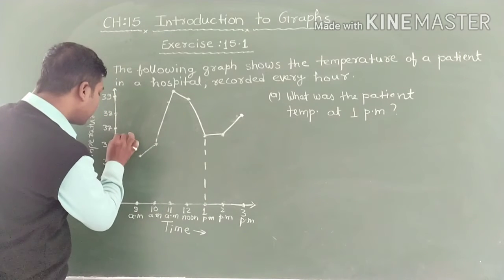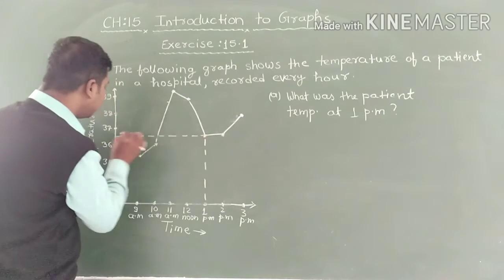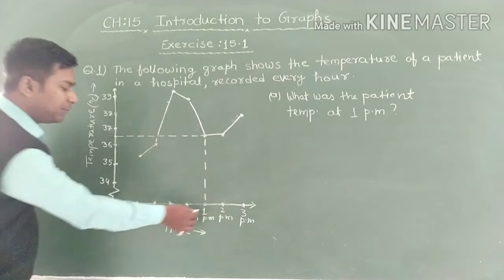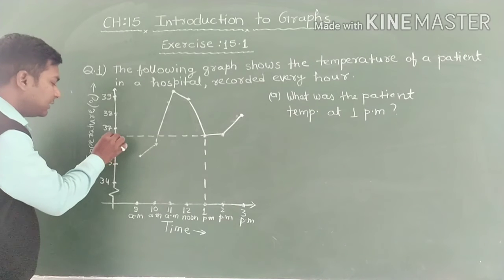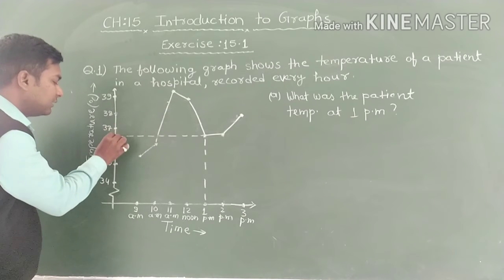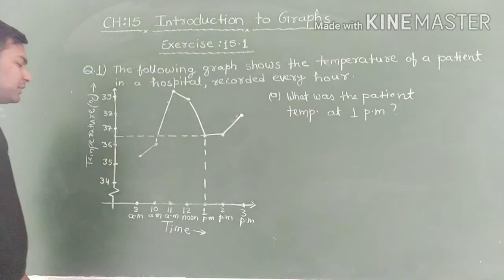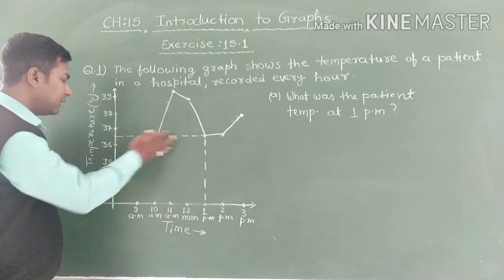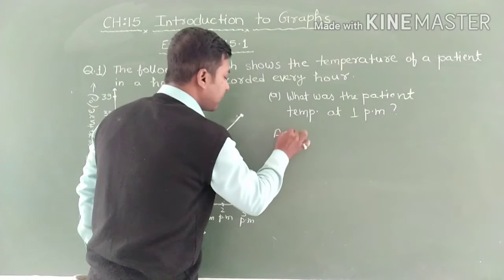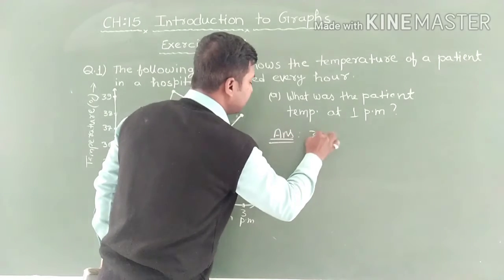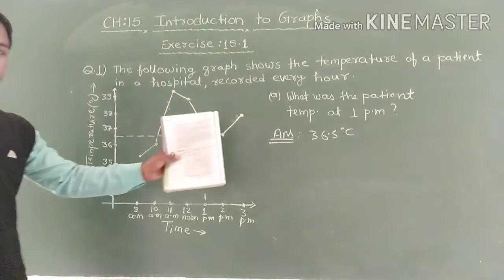Now again draw a dotted line at the y-axis. So it will be at that point. Now at 1 p.m. what is the temperature of the patient? In between 36 and 37. This is 36.5 degrees Celsius. Now the temperature of the patient at 1 p.m. will be 36.5 degrees Celsius. So now the answer will be 36.5 degrees Celsius. Now this is A part.